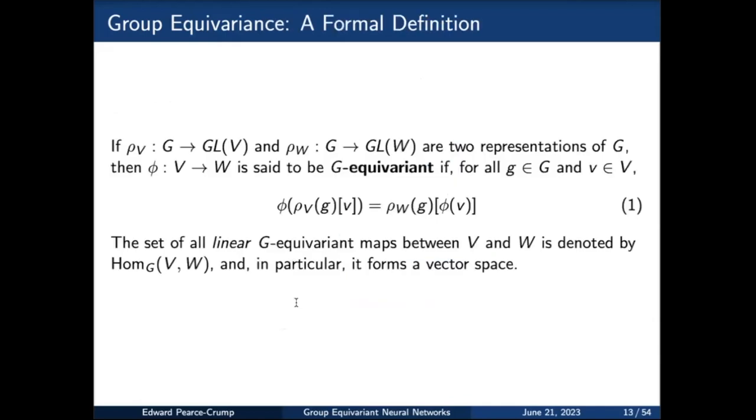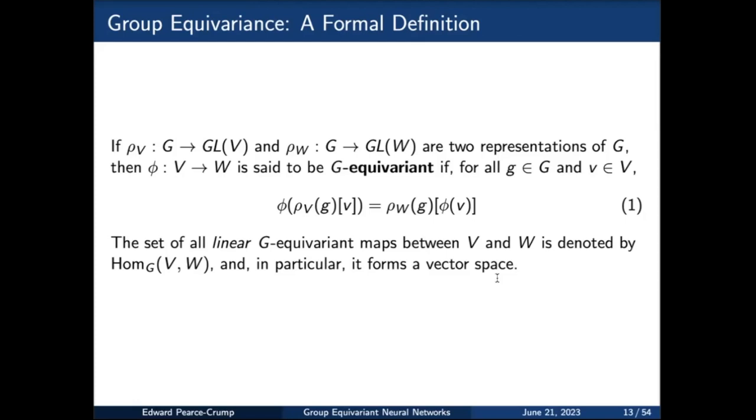So formally, and I won't explain this, you can read it here, but in words, what it really means is if I take my data, act upon it, and then pass it through a G-equivariant map, it's the same as taking the data, passing it through the map, and then acting upon it, right? And these two things will be the same. That's what it says in words.